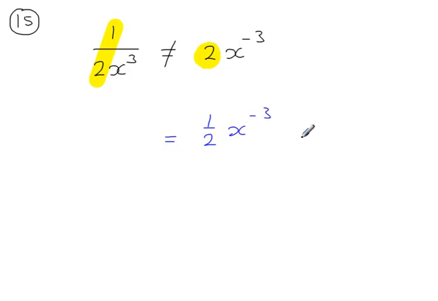1 over 2x cubed. So would that give you 2x to the power of −3? Because that's a positive power there, and that's negative, so we've taken that into consideration. But this is wrong. What you see here is a half, and what you see here is 2. If that's a half, this should be a half as well. The right way to do this would have been to say that 1 over 2x cubed is equal to a half x to the power of −3.